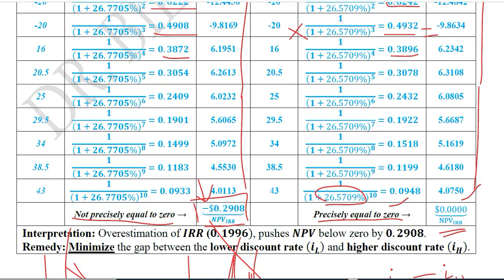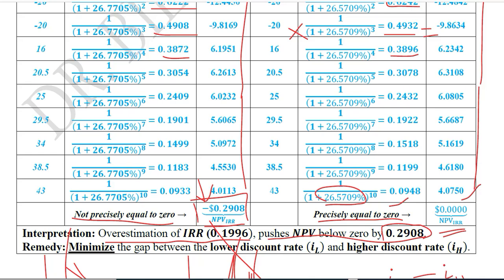The interpretation of all of it is that the overestimation of IRR was 0.1996, and it pushed the NPV below the zero level, that is, it became a negative value, pushed down from 0 by 0.2908. So it means that IRR was not precise, and the overestimation had its effect.